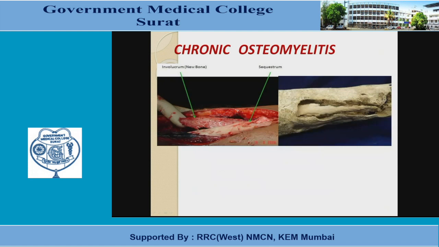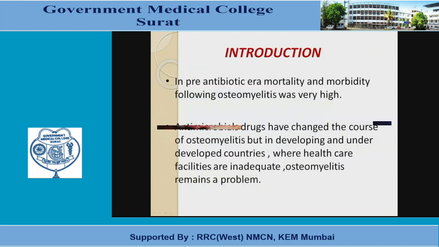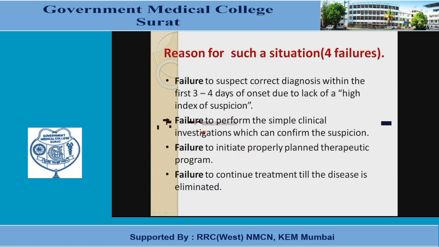Now, chronic osteomyelitis. Why chronic osteomyelitis? In the pre-antibiotic era, mortality and morbidity following osteomyelitis were very high, but antibiotics have now evolved and changed the course of management. So these are the conditions in which acute osteomyelitis can convert into chronic osteomyelitis.